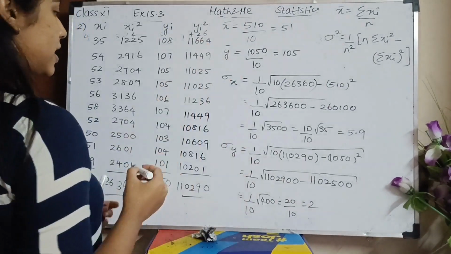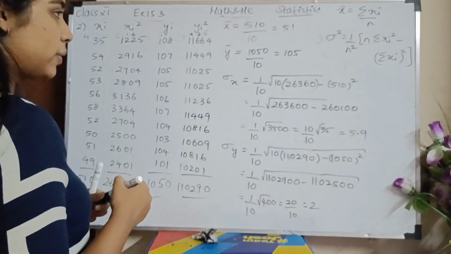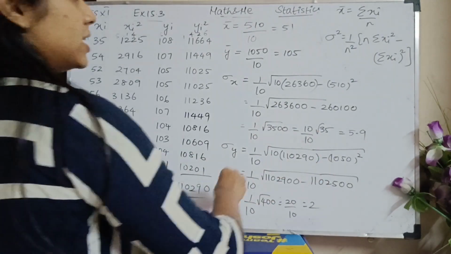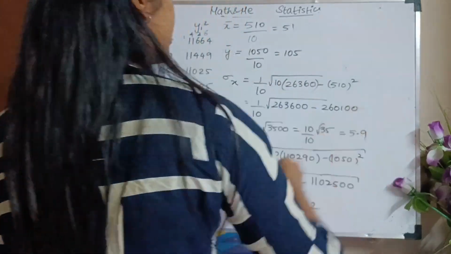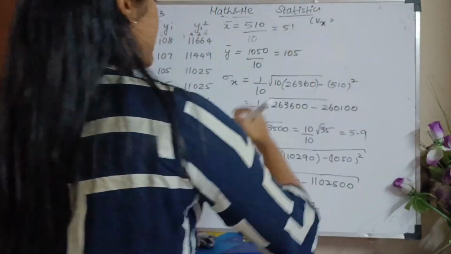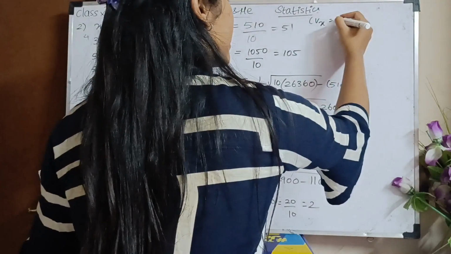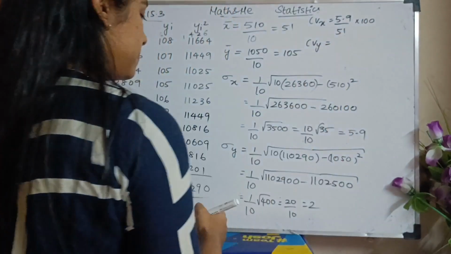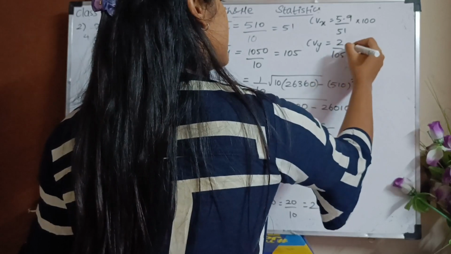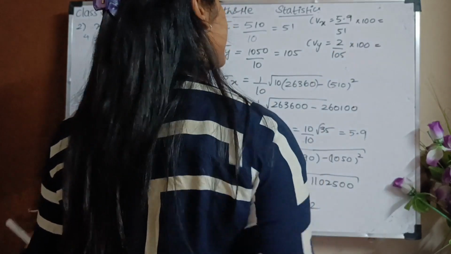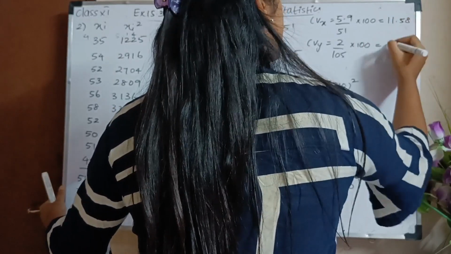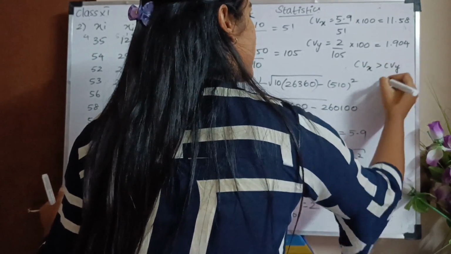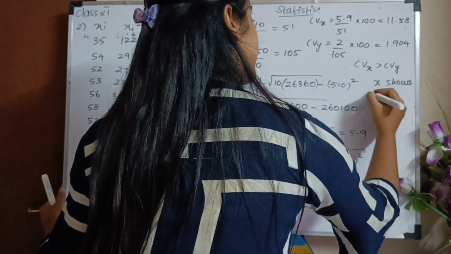So I found out the variance, the standard deviation and the mean. Now I need to compare the values. So what is the coefficient of variation? Where will I write? Okay, I'll erase this. I'll write it here. So CVX will be sigma divided by mean. So it will be 5.9 divided by 51 times 100 and CVY will be 2 divided by 105 into 100. So what will be my values? I need to compare them. 11.58 and 1.904. So I have CVX is greater than CVY. So X shows greater variability.